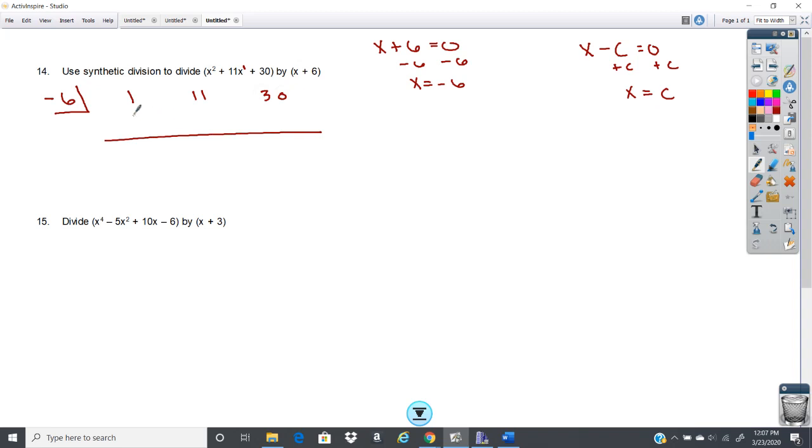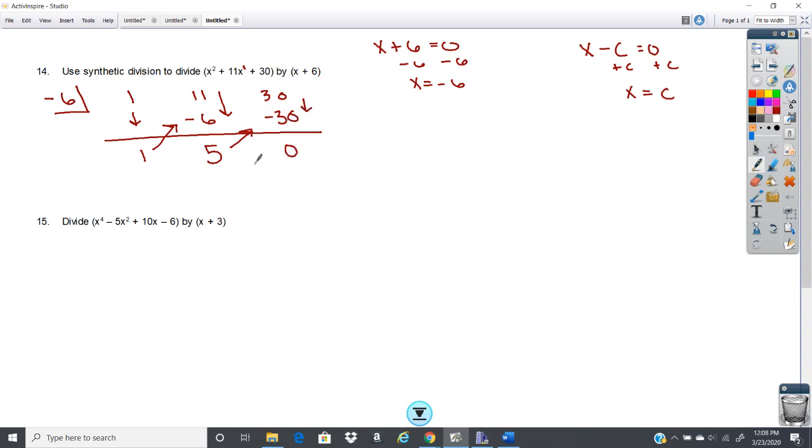And then we're going to bring down our first term, 1, and then I'm going to multiply, and I'm going to put that term right here. So 1 times -6 is -6. Then I'm going to subtract: 11 minus 6 is 5. And then I'm going to repeat: 5 times -6 is -30, 30 minus 30 is 0.